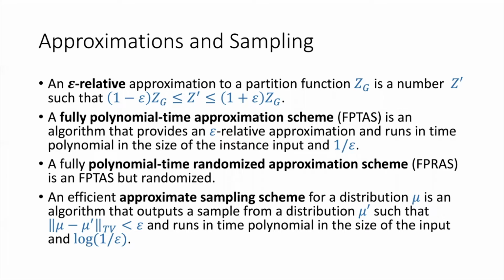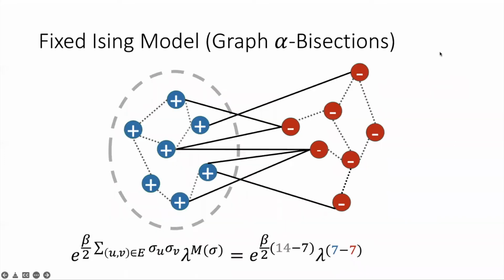A polynomial time randomized approximation scheme, which is what we're going to deal with in this work primarily, is actually going to be more or less the same as an FPTAS, but the algorithm is allowed to use randomness. And finally, something we won't touch on a lot here, but is touched on in the work, an efficient approximate sampling scheme is basically another algorithm which can also give you a good sample. That is, it will sample from a distribution that is within epsilon of the actual distribution you want. In this case, it'd be that mu we defined earlier, and it runs in time proportional to the input and log 1 over epsilon.